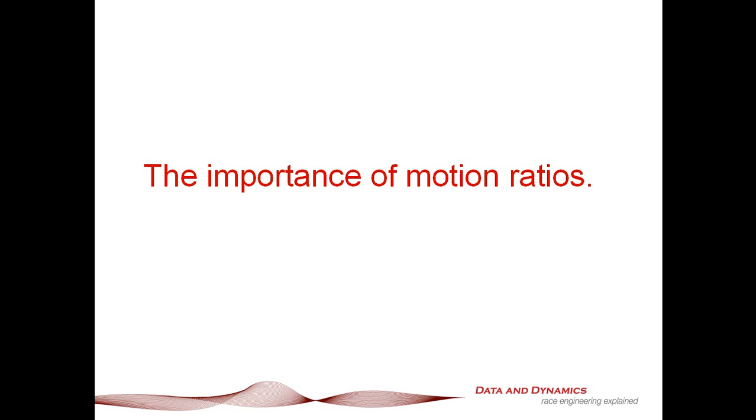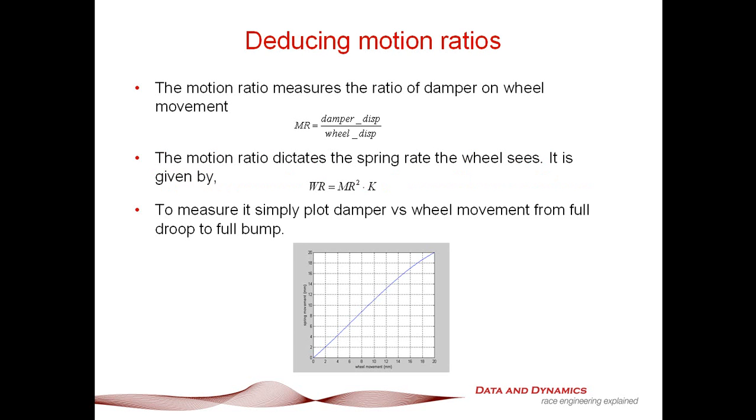Even though what I'm about to discuss is incredibly obvious, it's nonetheless a very important thing to keep in mind. So let's get started. When it comes to deducing motion ratios, what we want to classify is the ratio of how the damper moves over the ratio of how the wheel moves. From time to time, you will see race car manufacturers state that the other way around.